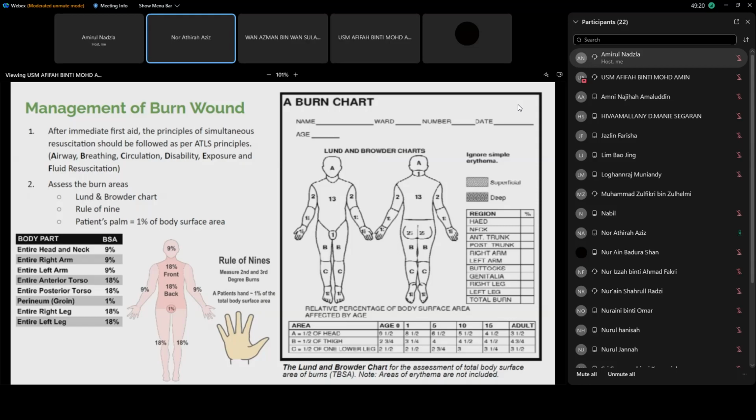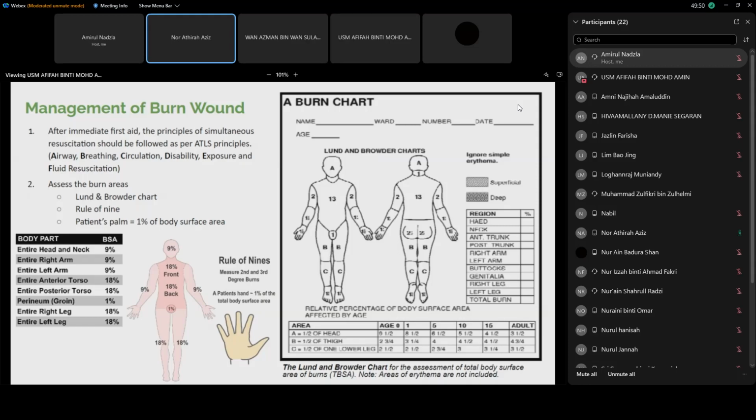What I've read is that the Lund and Browder chart is widely used in infants and children because the ratio of the combined surface area of the head and the neck of children to the surface area of the limbs is typically larger in children. So there is a difference in percentage. However, in adults, usually we use the rule of 9.